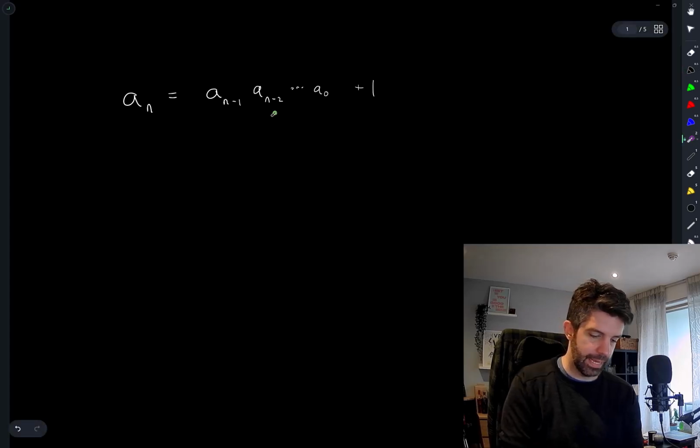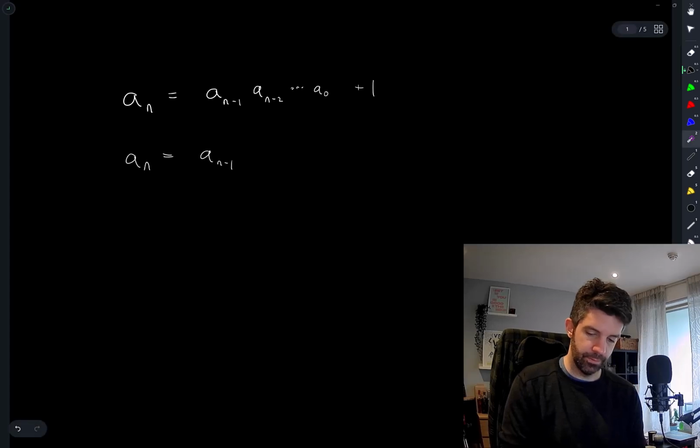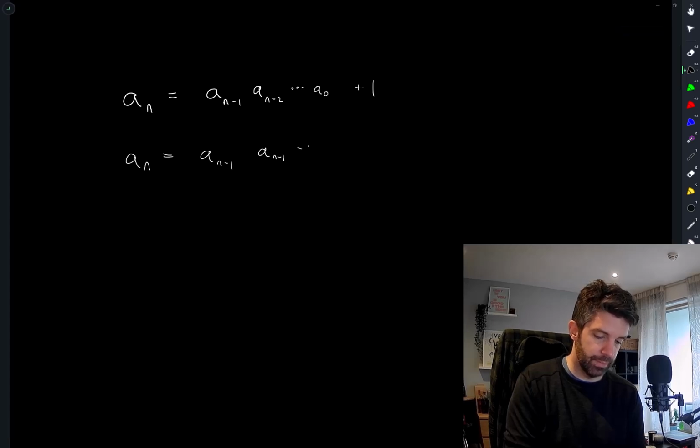But I note that I have the product of a whole bunch of previous values in here, so that can be written in terms of a(n minus 1). If I multiply a0 up to a(n minus 2) and add 1 to this, I get a(n minus 1). So in fact, that's equal to a(n minus 1) squared minus a(n minus 1) plus 1, and this is option B.